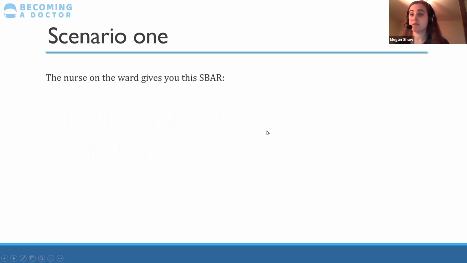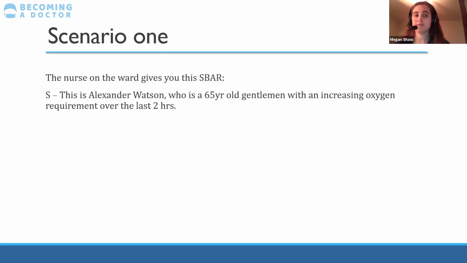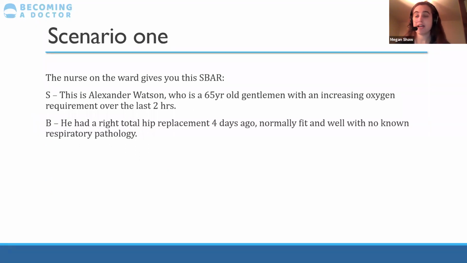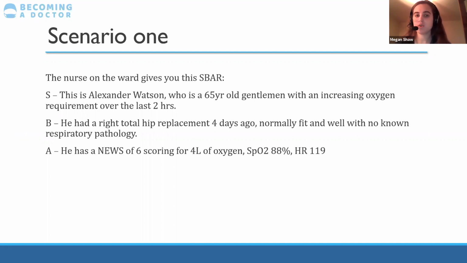So the nurse on the ward gives you this SBAR. SBAR is a format of giving a handover. S, situation: this is Alexander Watson, who is a 65-year-old gentleman with an increasing oxygen requirement over the last 2 hours. Background: he had a right total hip replacement 4 days ago, normally fit and well with no known respiratory pathology. Assessment: he has a NEWS score of 6, scoring for 4 litres of oxygen, 88% sats and a heart rate of 119. Recommendation: please could you come and assess him?